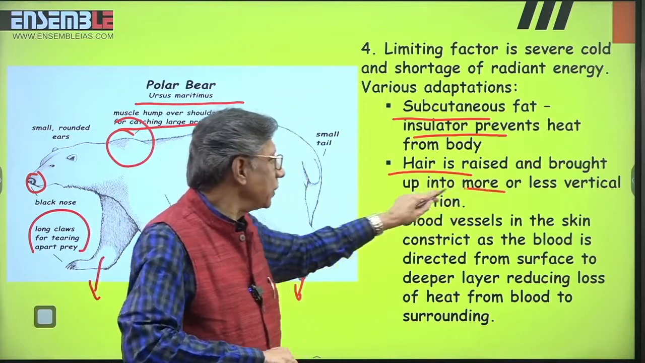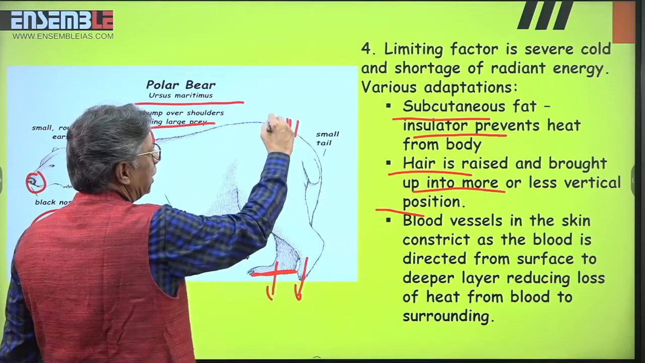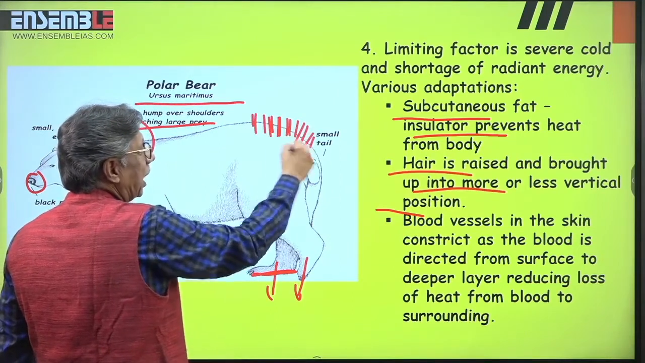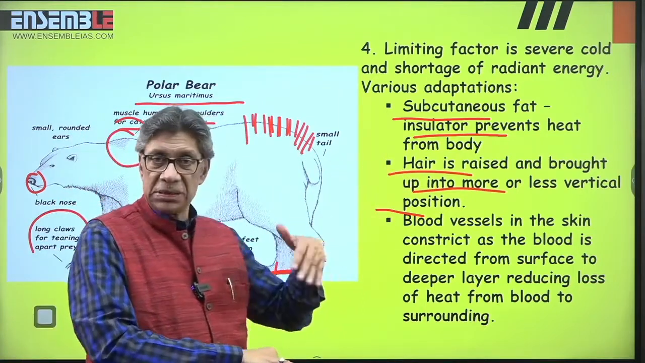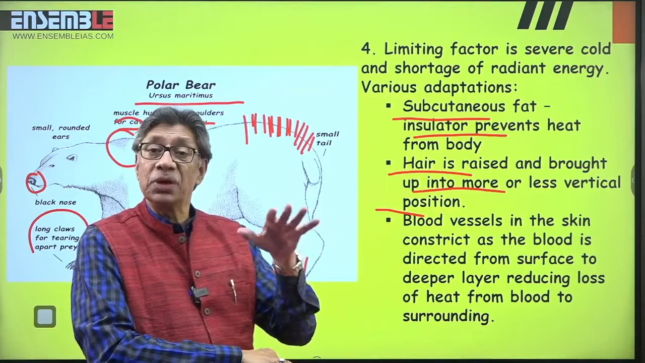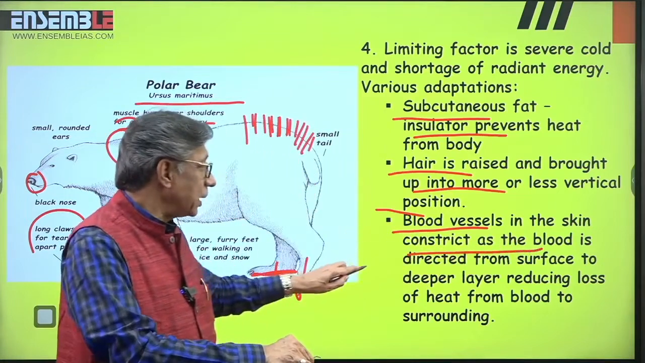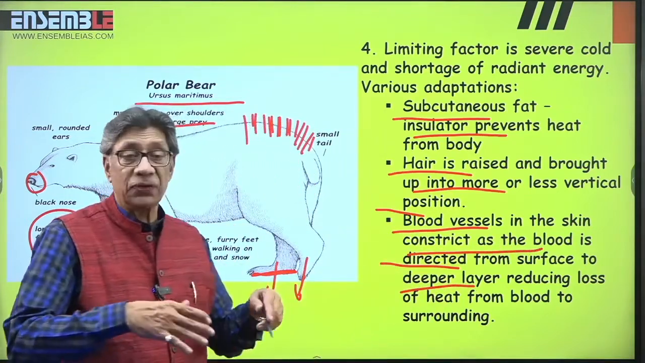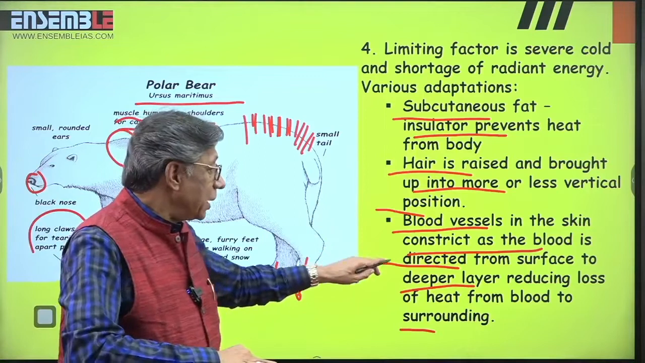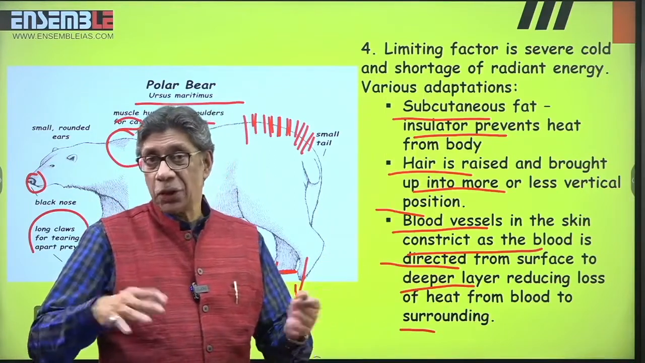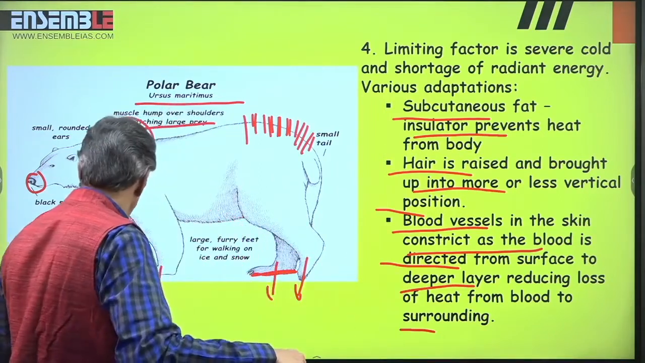Hair is raised and brought up into a more or less vertical position. Why? Because it traps air, and that is the basic reason that polar bears are able to resist the cold. Blood vessels in the skin constrict as blood is directed from the surface to deeper layers, reducing loss of heat from blood to the surroundings. That is what we have been talking about: blood is directed from the surface to deeper layers, not vice versa. So there is not so much heat loss.